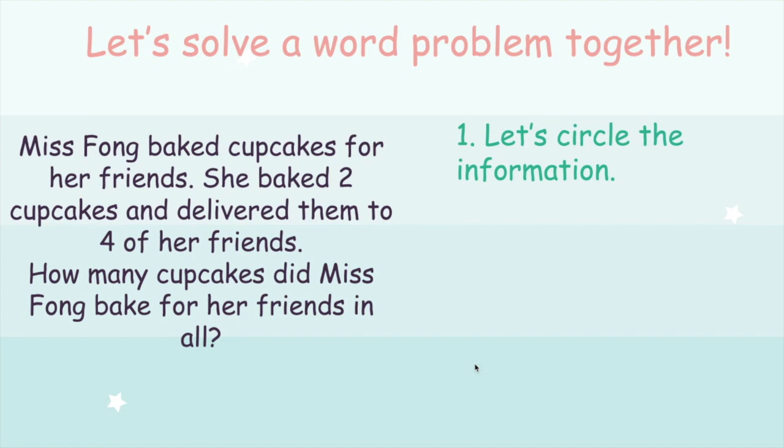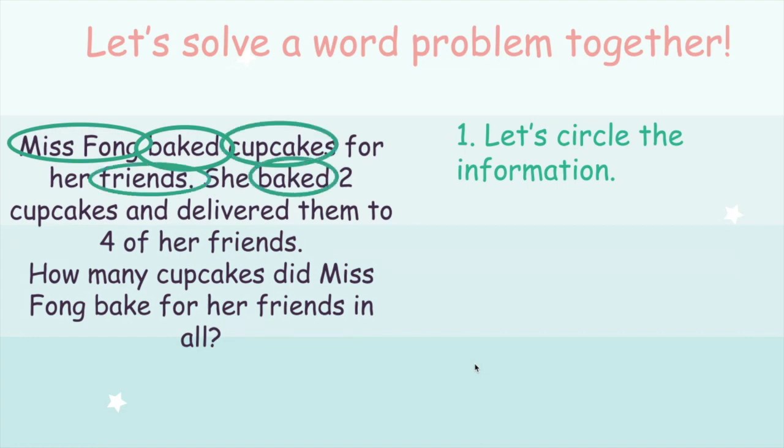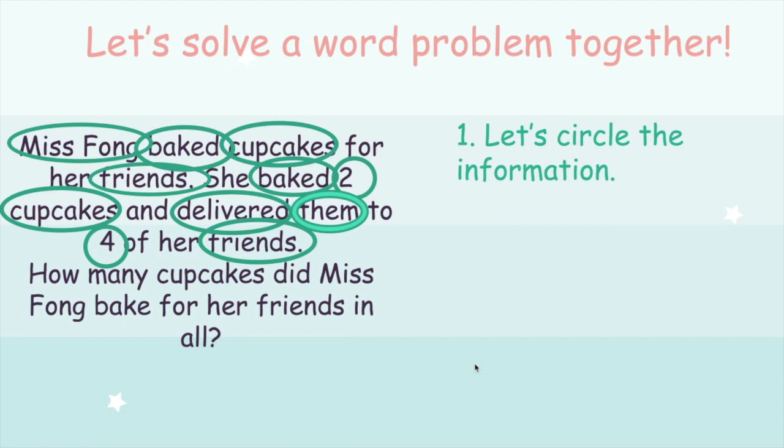Okay, so if I were solving this, I would circle Miss Fong, baked, cupcakes, friends, baked 2 cupcakes, delivered them for friends. So what did I do? I baked cupcakes. How many did I bake? I baked 2 cupcakes and I delivered them. But how many did I bake for each friend? I had 4 friends and I baked 2 for each.